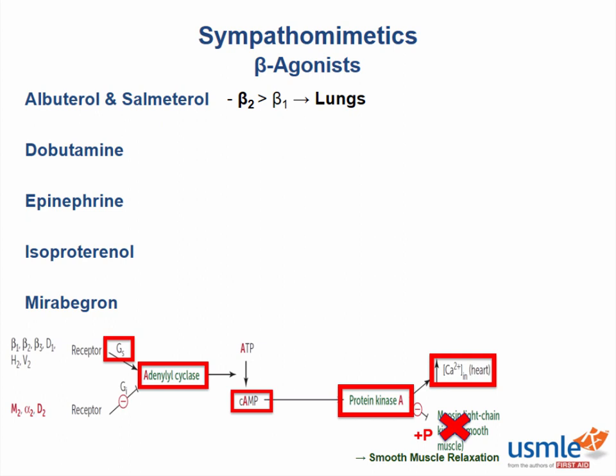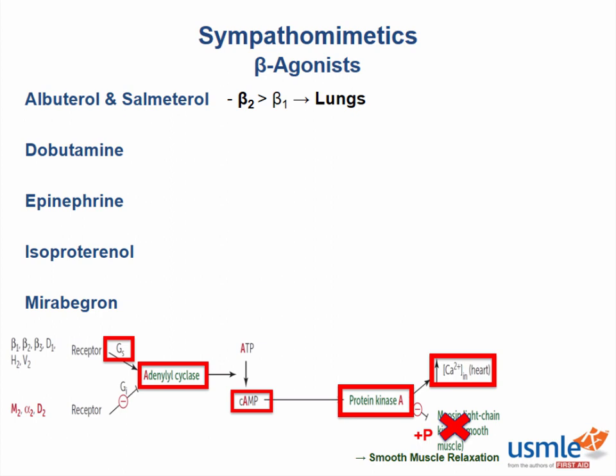Be careful though, because if you give someone too much albuterol, you can also stimulate beta-1 receptors on the heart, which results in tachycardia. Albuterol is a short-acting beta-2 agonist, while salmeterol is a long-acting beta-2 agonist. This will be important when you're actually treating asthma patients.